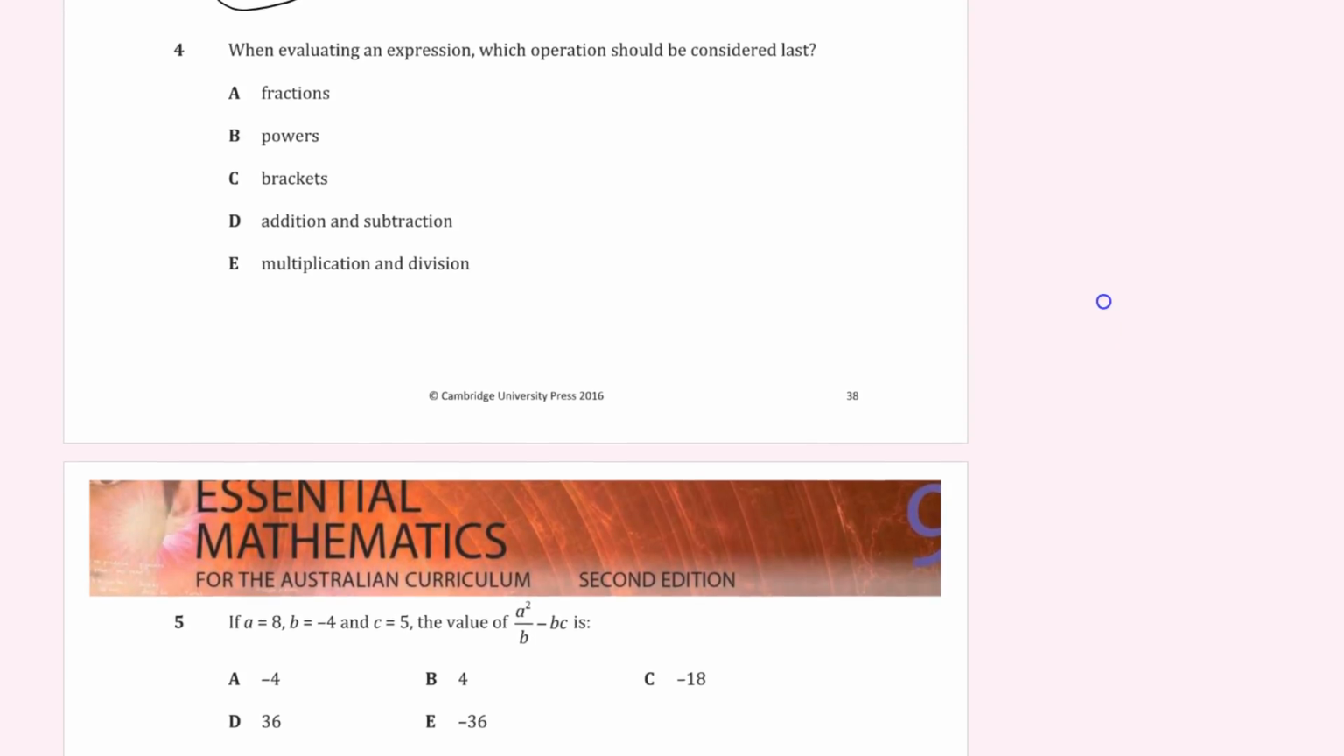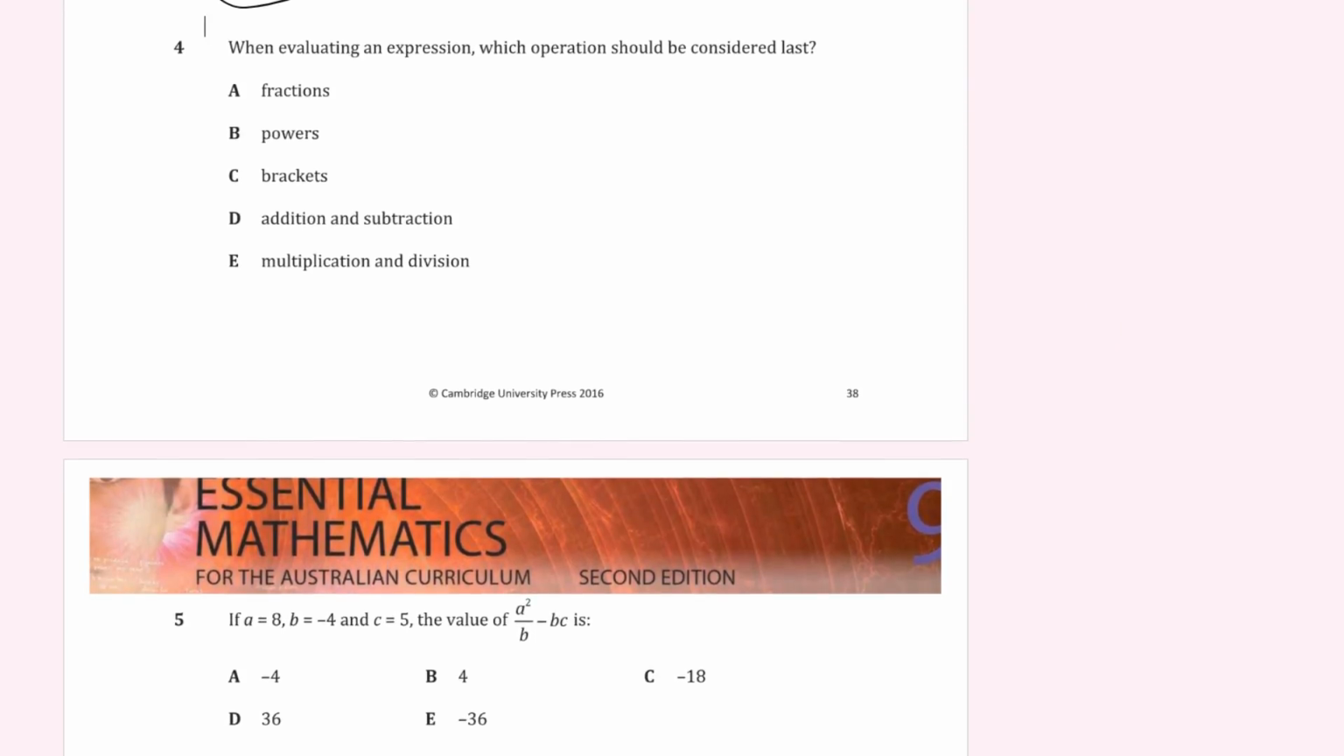Question 4. When evaluating an expression, which operation should be considered last? Now, you know I'm not a big fan of BODMAS and PEMDAS and all of these other things because I think it's a pretty good rule of thumb, but sometimes there's a couple of little tricks we need to remember. But this one's going to be straightforward. What are we going to really start with? We're going to do our brackets, our powers. We've got to do all those things first. Multiplication, division, and then addition and subtraction come last. So we're going to go with D for addition and subtraction.